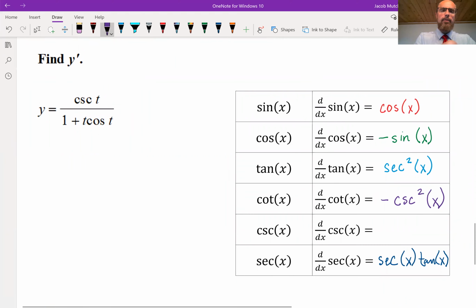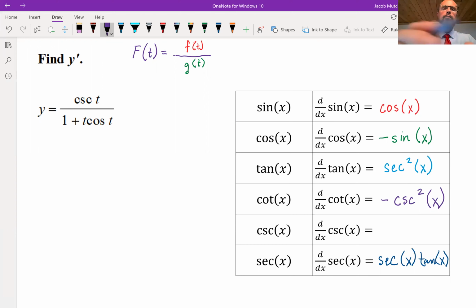So remember, our quotient rule would say if I've got a big function, we'll call this F of t since t is my independent variable here, that is small f of t divided by small g of t. So notice the similarity between the product and quotient rule again.